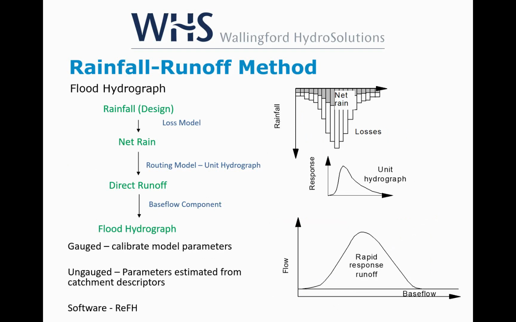The rainfall runoff method provides the user with a flood hydrograph, so not just the flood peak but the full hydrograph. It uses input rainfall to ultimately come up with the flood hydrograph. So the user inputs either design or observed rainfall. It runs through a loss model to produce the net rain. This is then routed using the unit hydrograph method to produce a direct runoff hydrograph. The base flow component can then be added and we end up with the flood hydrograph. If we have a gauged catchment, we can use the gauge data to calibrate model parameters, and if it's ungauged we can estimate those parameters from catchment descriptors. So this method can be implemented within the FEH software.